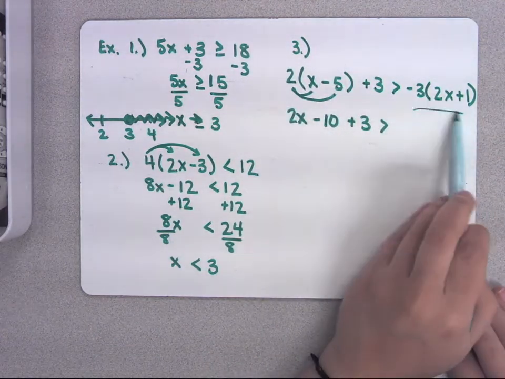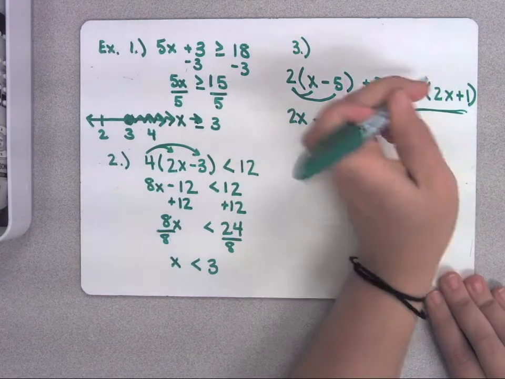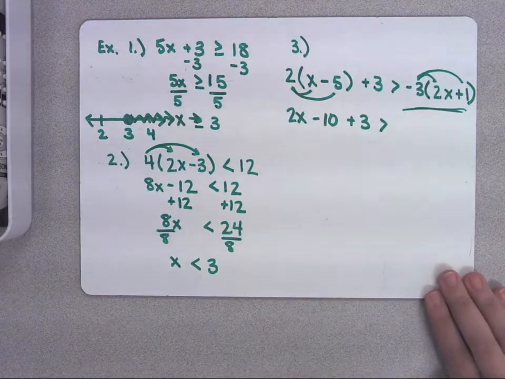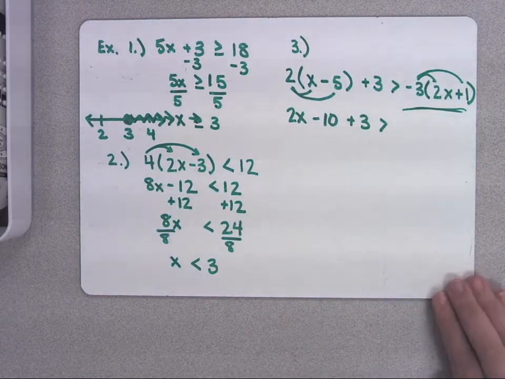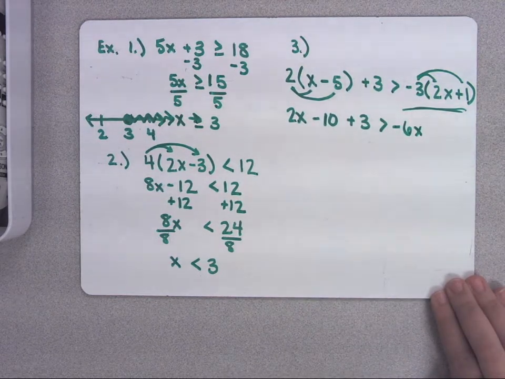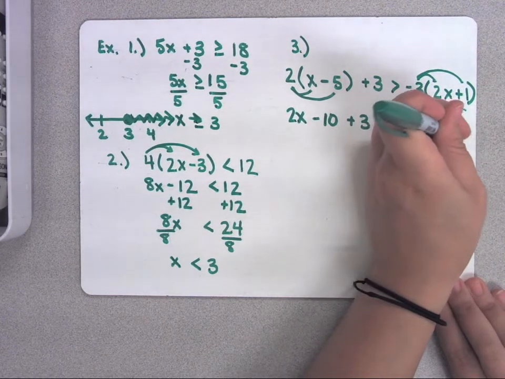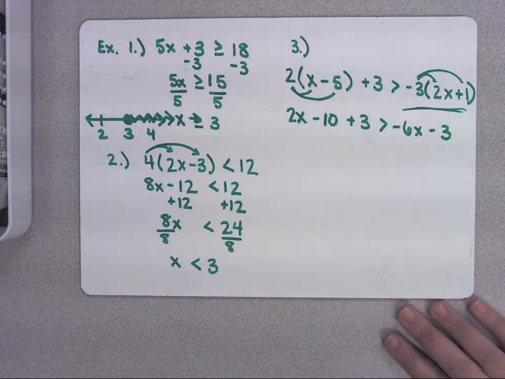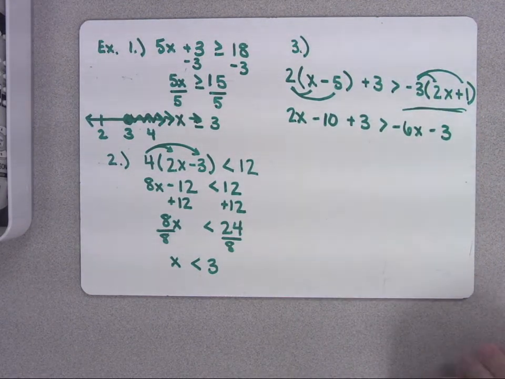What are we going to do on this side? Same thing, just distribute. Negative 3 times 2x. Negative 6x. Negative 3 and 1. Negative 3. There's technically a correct answer, but there's multiple things you can do. What should we do next?